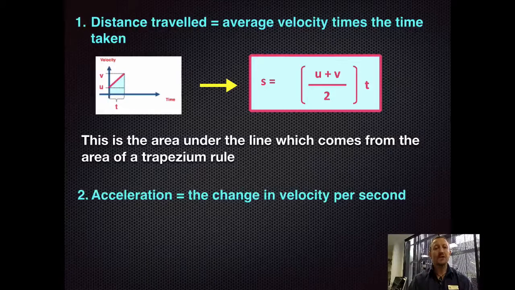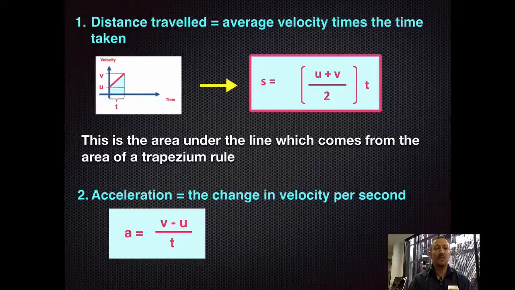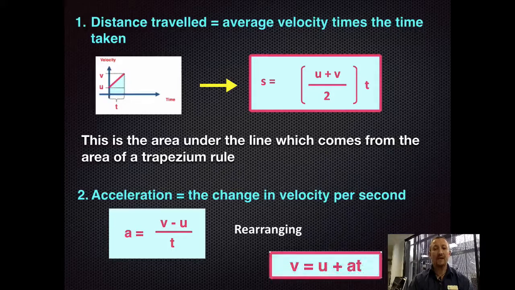So for equation 2 we can determine the acceleration. We know that acceleration equals the change in velocity per second. So a equals (v minus u) over t, noting that v minus u is the change in velocity, divided by t, which is the time. Rearranging this, we can make v the subject, which will be relevant for equation 3. So if we rearrange this, we get v equals u plus at. v equals u plus at is now equation 2.